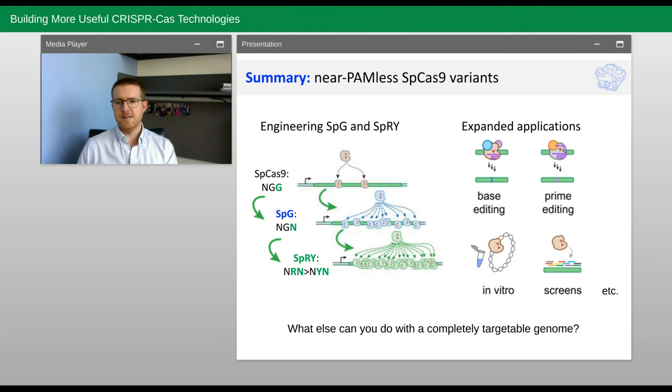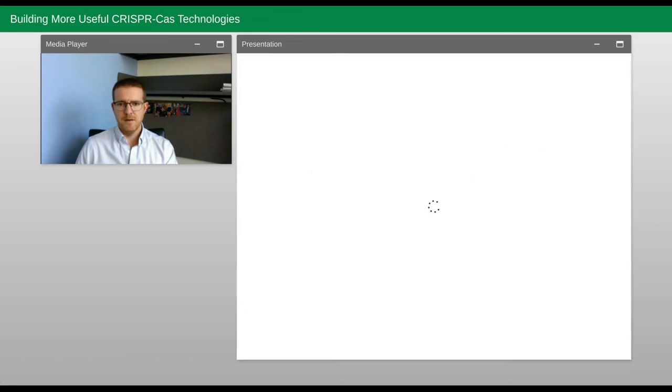So hopefully that highlights some of the utility of these enzymes. Again, to summarize what I showed you today, we've been able to engineer versions of Cas9 that can read more of the genome. And I showed you several different applications where they can be useful for making specific nucleotide changes by base editing, in the context of prime editors to make models of disease-causing sequences, or even in vitro, being able now to cleave DNA anywhere that we want in a test tube.